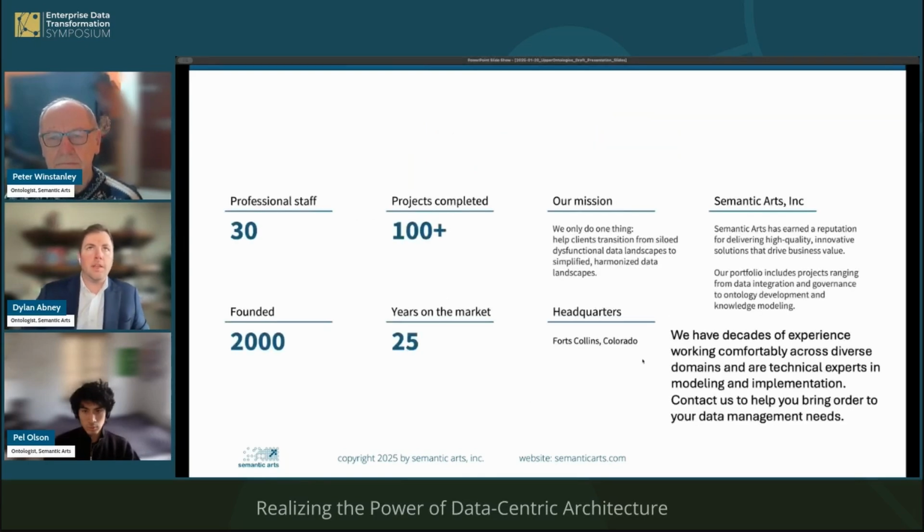I'll say a little bit about Semantic Arts for those who are unfamiliar. We're a consultancy with about 30 applied ontologists and semantic developers. Semantic Arts has developed or completed over 100 projects in the past 25 years since its founding, mostly focused on helping clients transition from an application-centric data architecture to a data-centric one. I'll say a little bit more about that in a bit.